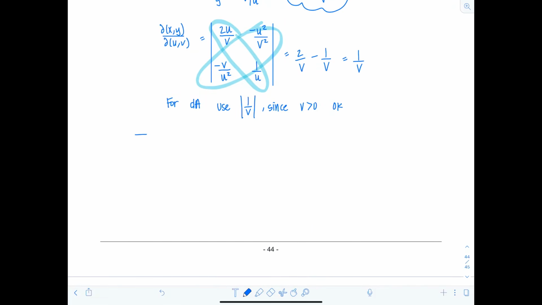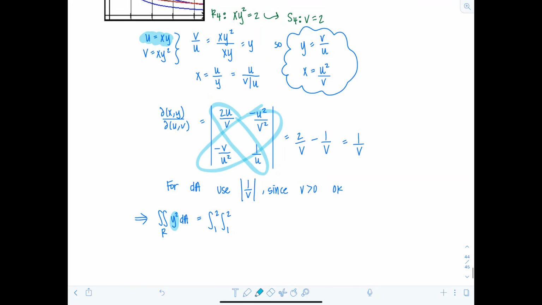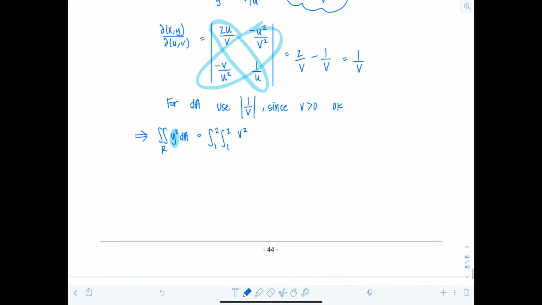That means now, remember we were evaluating the double integral over R of y squared dA. So our region's just a cute little square, so we'll go from 1 to 2, 1 to 2. Limits are the same for u and v. And I'm integrating y squared. Well, remember, what was y? y was v over u, so I'm going to replace it with v squared over u squared. That's my y squared. And then dA is 1 over v dv du.